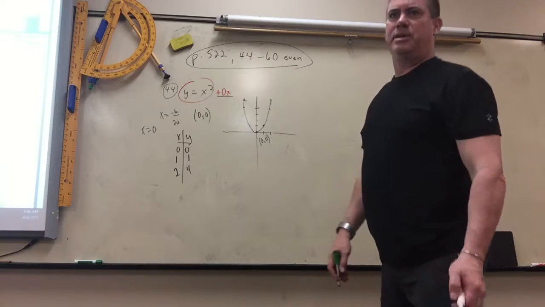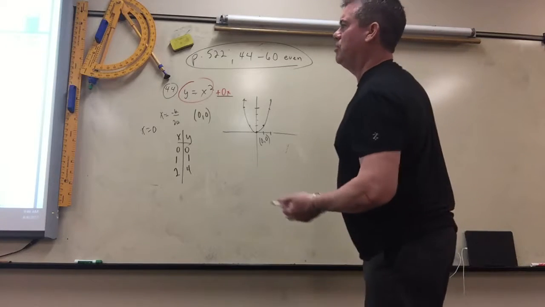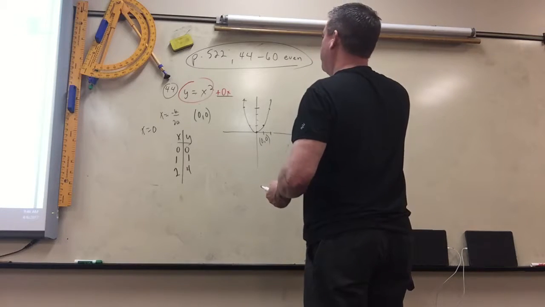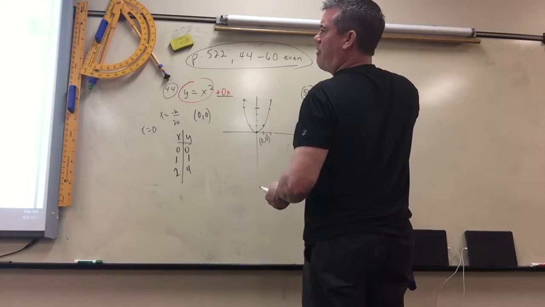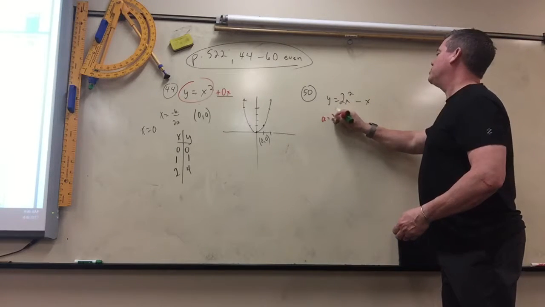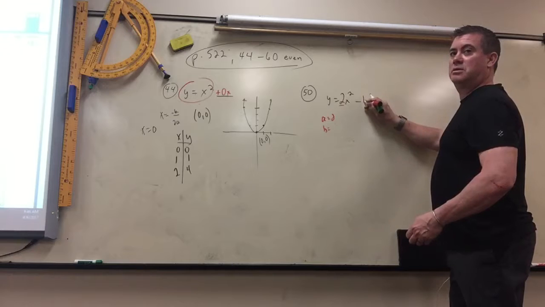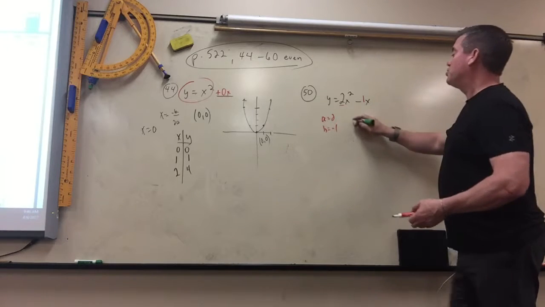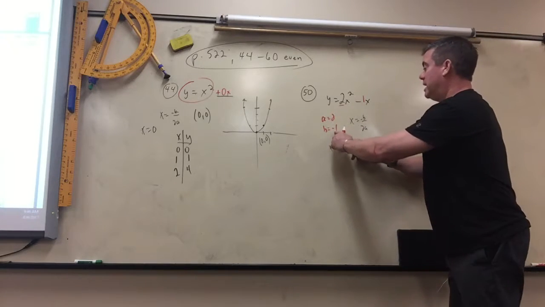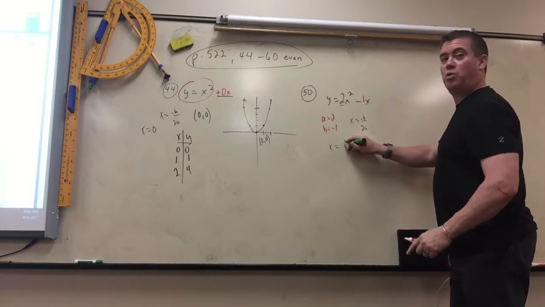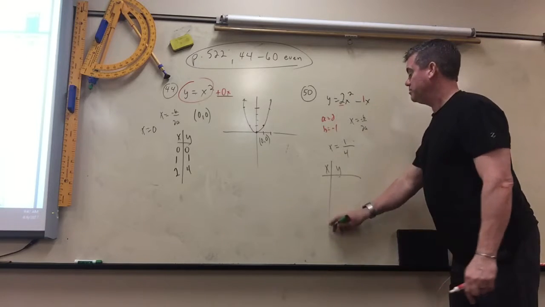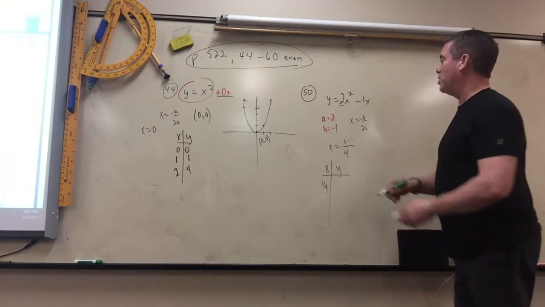Now I'm going to skip around a little bit so you can do yours. I'm going to do, actually, 50 is a fraction one. So I'm going to do 50. Okay, in 50, A is 2, B is negative 1. So when we do negative B over 2A, we get negative, negative 1, which turns to 1. 2 times A is 4. So that's going to be the vertex. So we got to plug 1/4 in here.